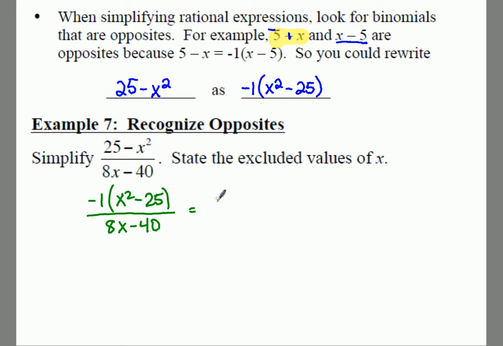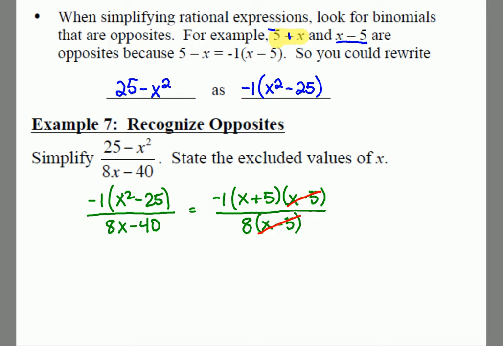So now let's go into factor mode. So this will be a little different because our x is first, so we're going to have an x plus 5 and an x minus 5 because of the difference of squares. Now on the bottom, this is not a difference of squares, but we can take a GCF of 8 out first. And you get an x minus 5 like so. So when you want to go into canceling, the only thing that will actually cancel is going to be your x minus 5s left over.